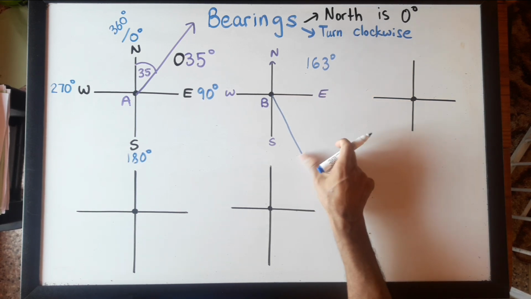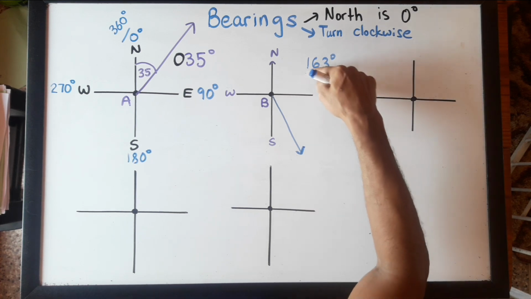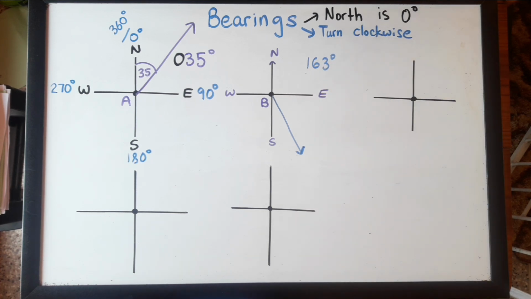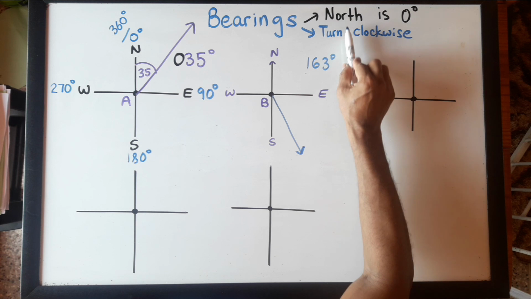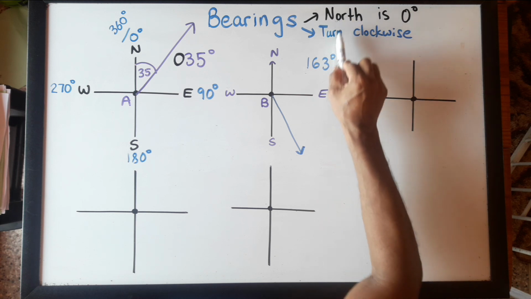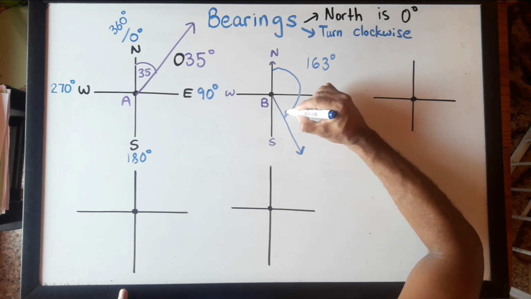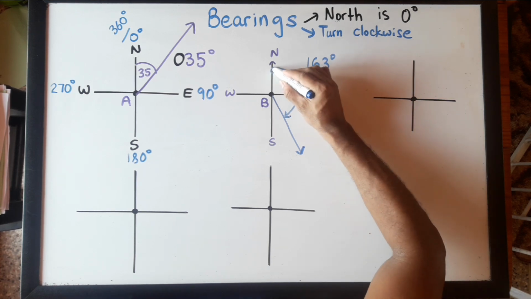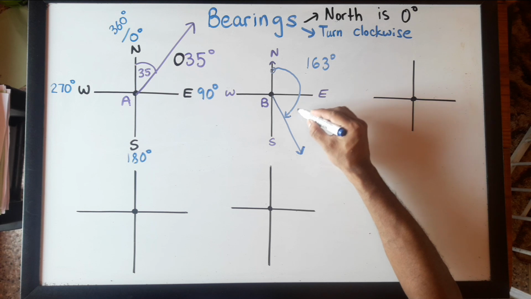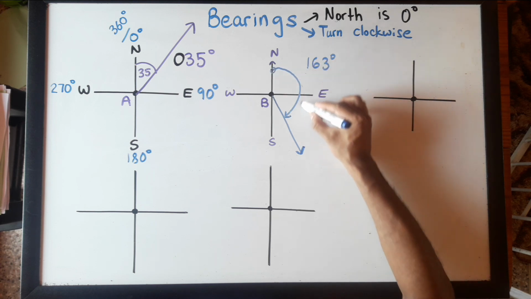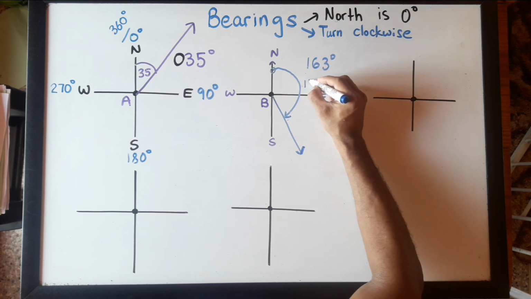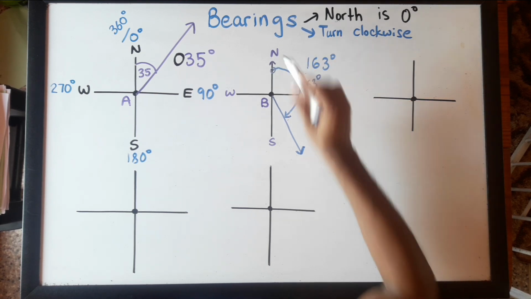Let me make this arrow a little bit smaller. But which angle would be 163? Remember, with bearings, you always start at north and turn clockwise. So that means this angle here, all the way from north to this line, the entire angle is 163 degrees.